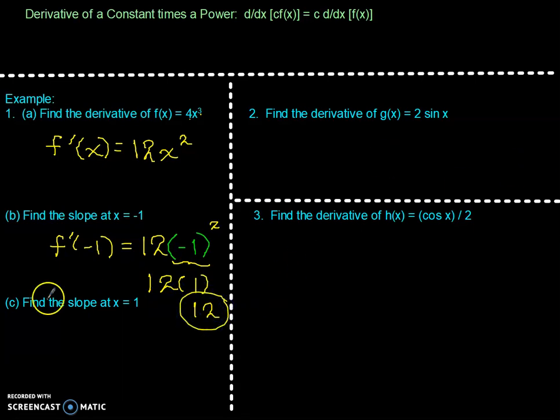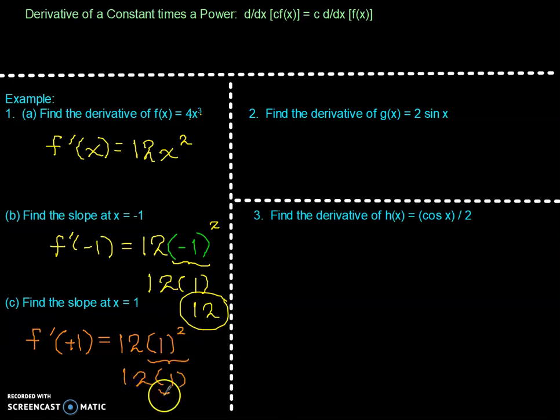So same thing for part C. I'm going to take the derivative and replace x, sorry, with +1 this time. So 12 times 1 squared. This one is a little more straightforward because I'm only squaring a +1, which would give me 1. And then 1 times 12 would also give me 12. But I just wanted to note that. Make sure that you are substituting in parentheses for that reason.